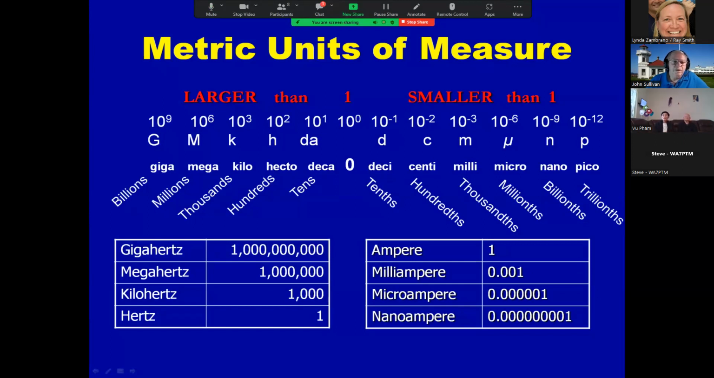So those are the terms we need. You'll see commonly kilo, mega, giga, milli, micro, nano, and sometimes pico, which adds another 3 zeros to it, trillionths.